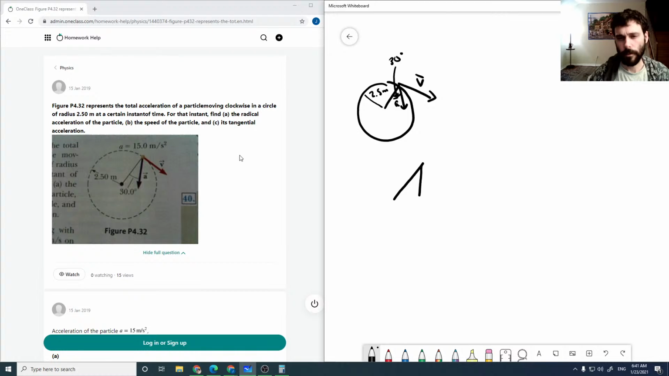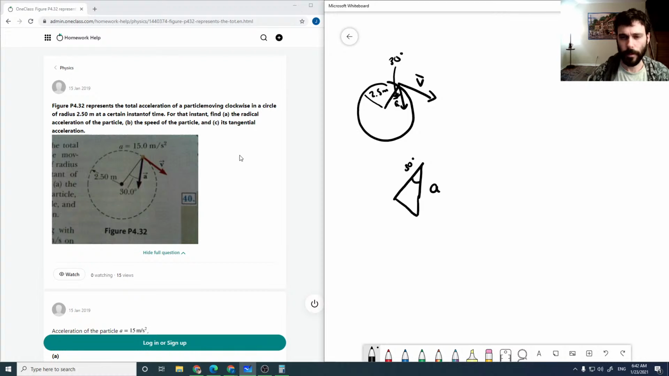Okay, so we've got a 30-degree angle in here. That is our A. Okay. For this instant of time, find the radial acceleration, the speed of the particle, and its tangential acceleration. Okay.